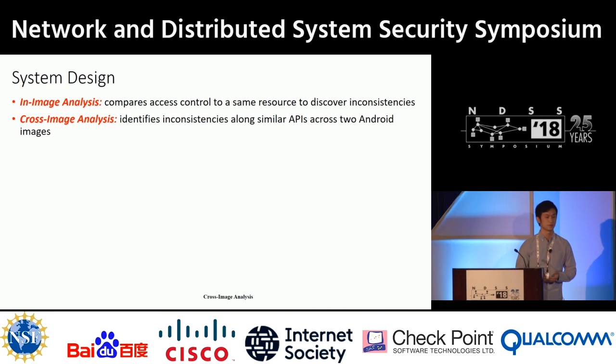We conduct two different types of inconsistency detection. First, in-image analysis. It compares access control to the same resource to discover inconsistencies. And cross-image analysis, which identifies inconsistencies along similar APIs across two different Android images.